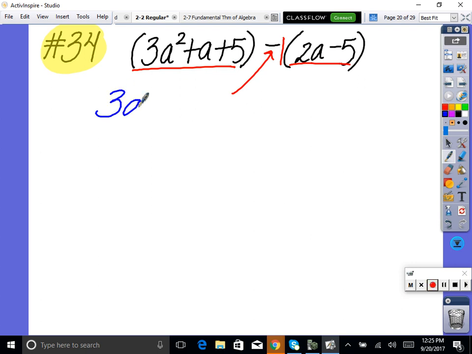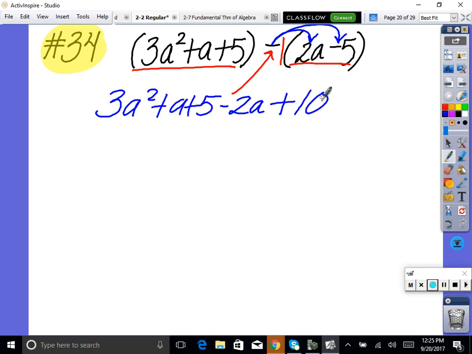I'm going to rewrite it. 3a squared plus a plus 5. Now we're going to take and say, I've got to multiply -1 through to both, and then I'll have taken care of all the parentheses. -1 times 2a is -2a. -1 times -5 is plus 5. That's where most people forget to distribute, is that final negative. Does everybody agree? It's not plus 10. -1 times -5 is plus 5.